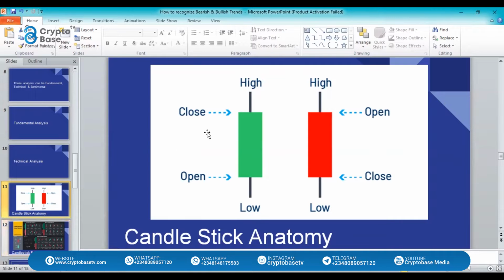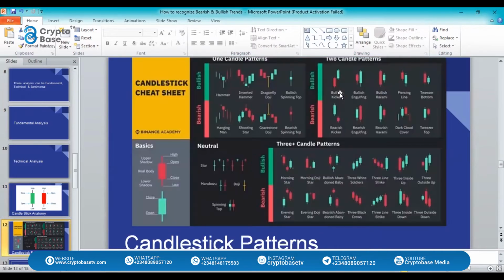So, yeah, I've changed my screen right now. I'm now looking at different candlestick patterns. These images are by Binance Academy.